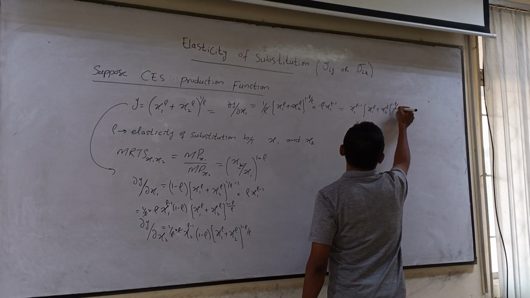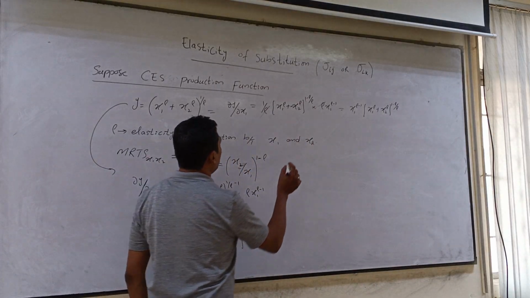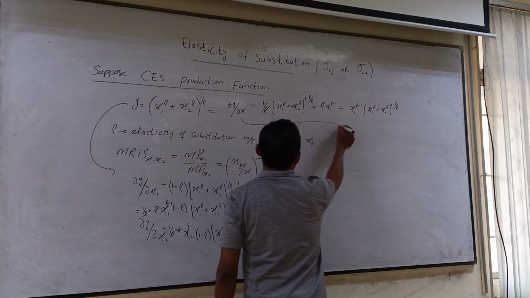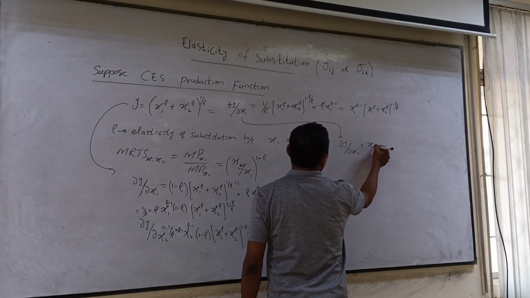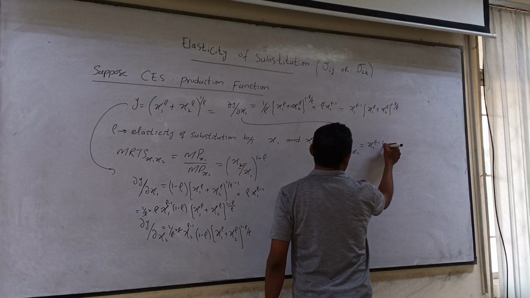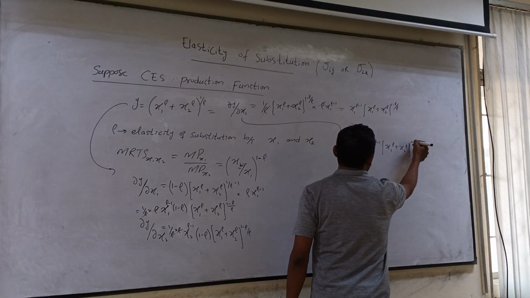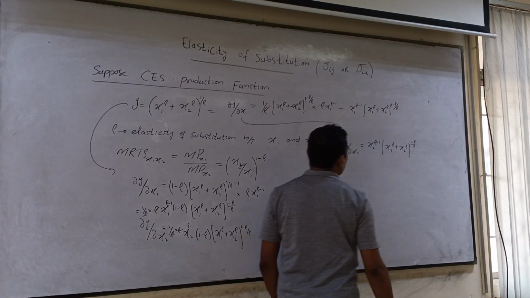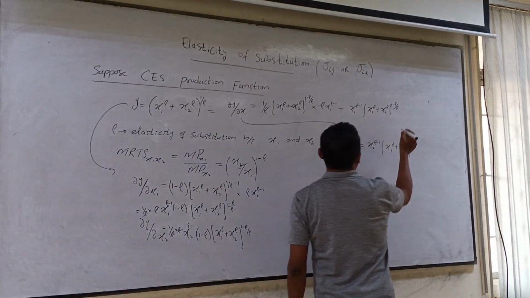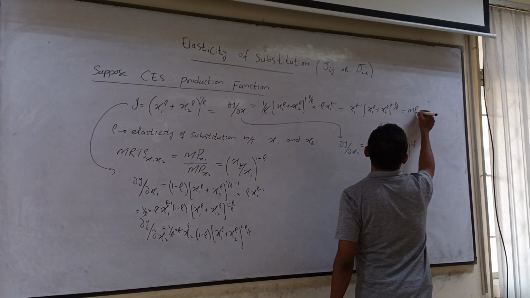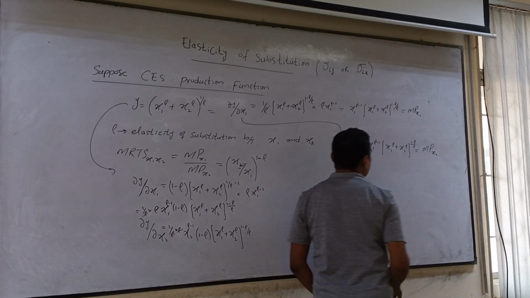And (1 minus rho) over rho. Right? So now in case of MP, dy over dx2, you will have x2^(rho minus 1) again, (x1^rho + x2^rho) to the power (1 minus rho) over rho. This is equal to MP of x1, and this is equal to MP of x2.